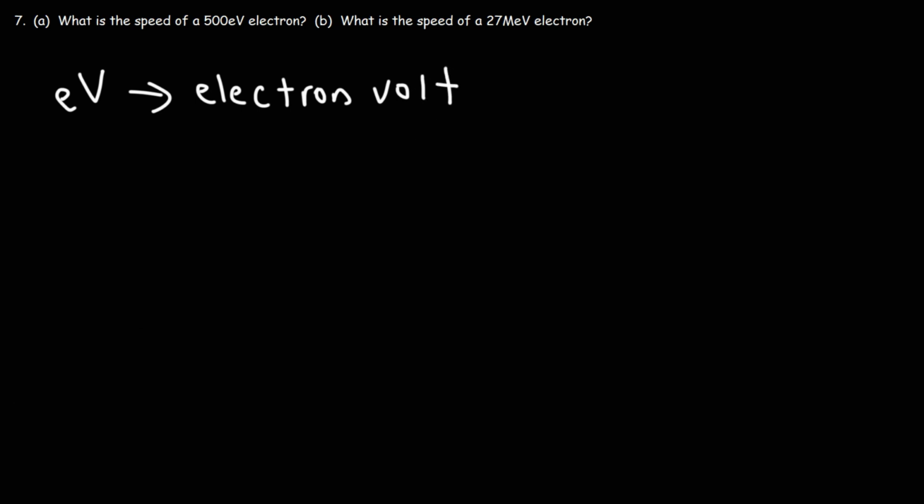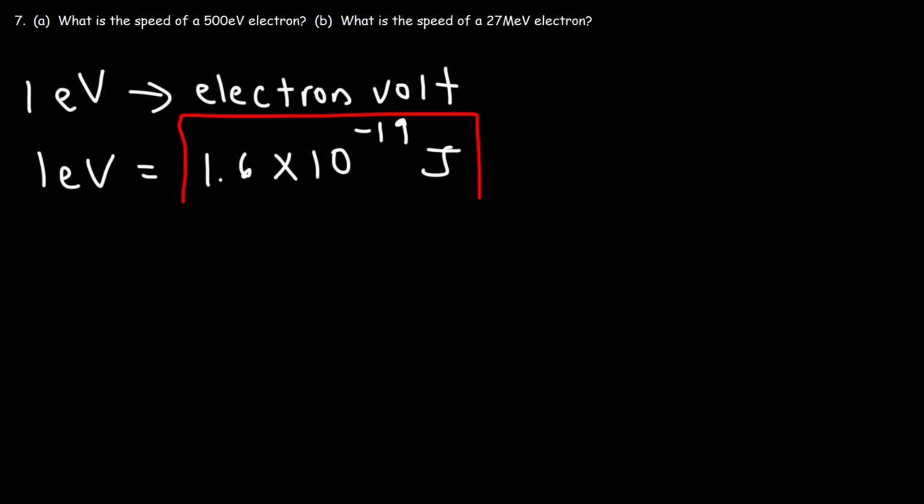Now you might be thinking EV represents voltage, but it's a little different than that, because voltage is measured in volts, but the electron volt is actually a unit of energy, much in the same way that the unit joule is a unit of energy. Now, 1 electron volt is equal to 1.6 times 10 to the negative 19 joules. So this is the energy that an electron will acquire if it is accelerated through a potential difference of 1 volt.